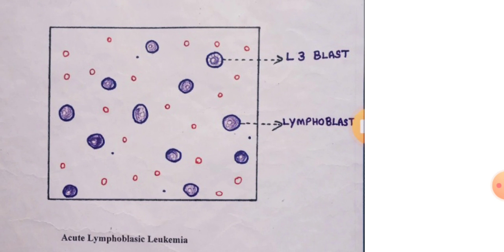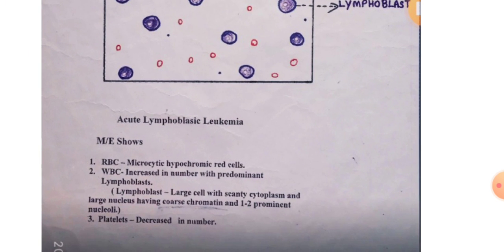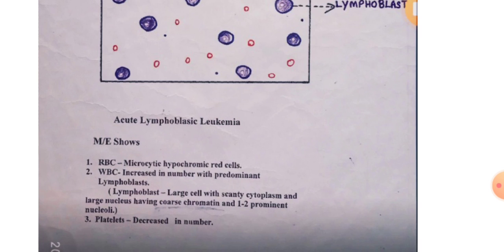You can see the lymphoblast, the L3 stage of the blast, with microcytic hypochromic RBCs. It is not necessary that you should see microcytic RBCs in leukemia; there can also be normocytic normochromic RBCs. The WBCs are increased in number, predominantly the lymphoblasts. How does a lymphoblast appear? They are large cells with scanty cytoplasm, a large nucleus with coarse chromatin, 1 or 2 prominent nucleoli, and the platelet count is always reduced. There is thrombocytopenia.